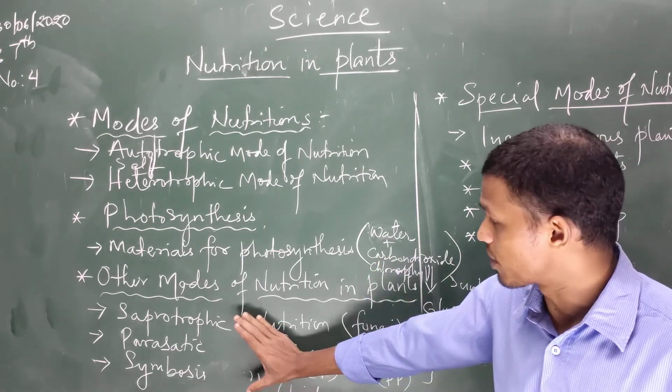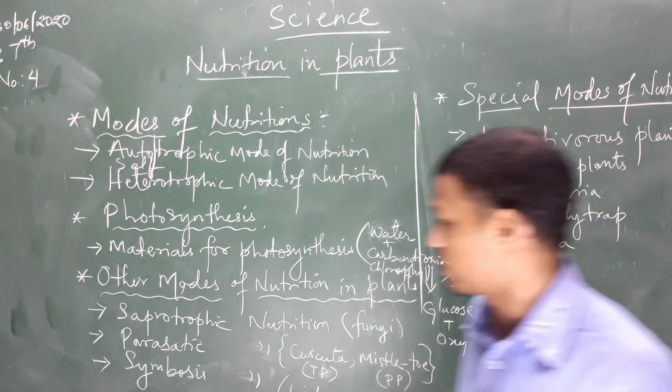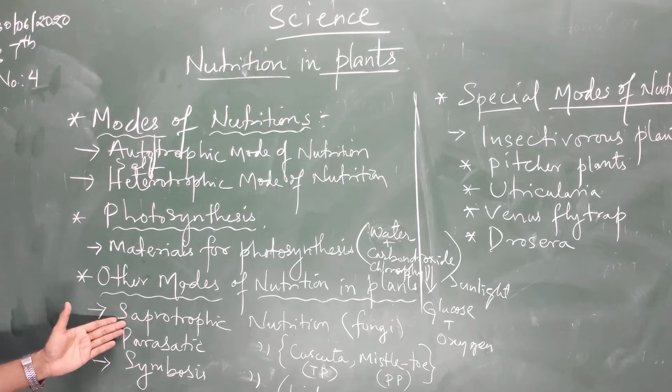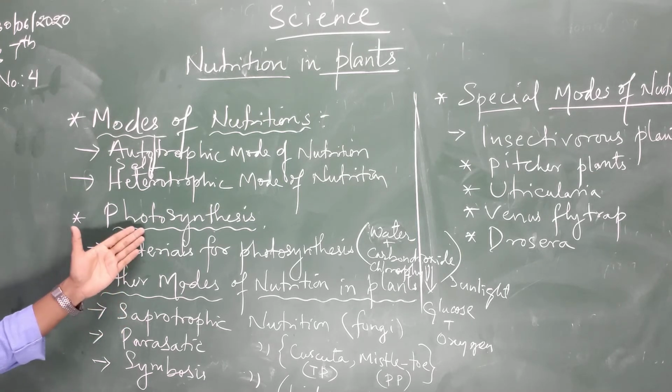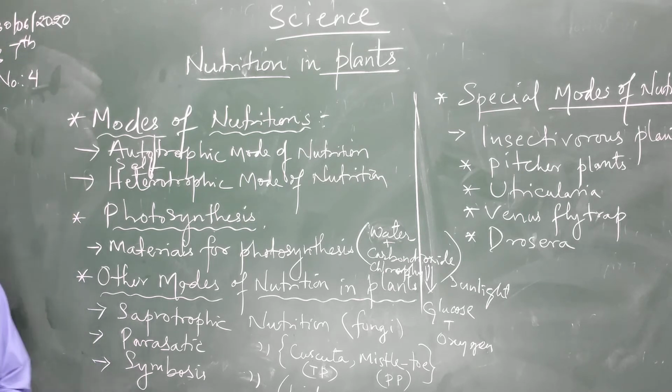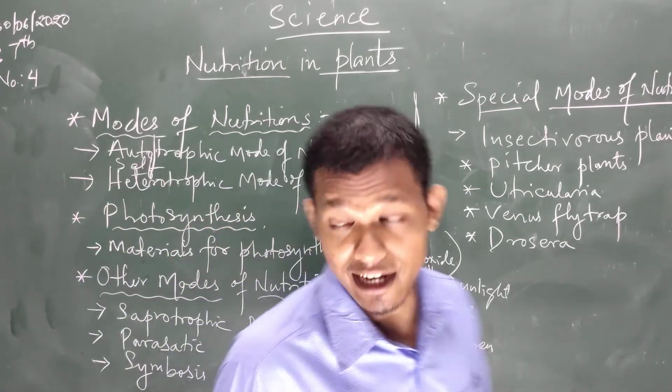These other modes of nutrition are, first, saprotrophic nutrition. They don't have chlorophyll or green pigment to prepare food. In these plants also, they will not carry out the photosynthesis process. They will depend on others for nutrition. And the second point, parasitic nutrition, and also symbiotic nutrition. These Sir has already explained clearly.